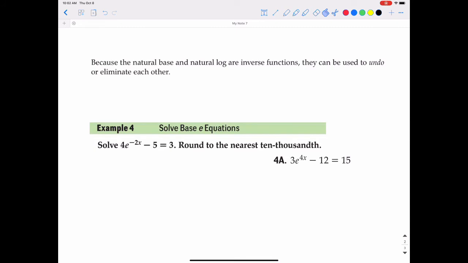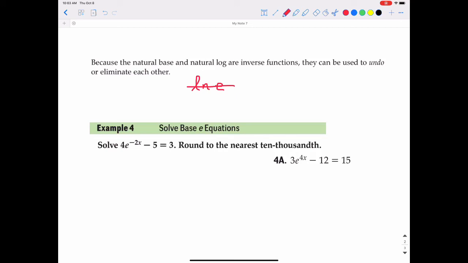When solving exponential equations, remember it's often easier to do that by changing them to logarithmic equations. Because the natural base and the natural log are inverse functions, they can be used to undo or eliminate each other. What that literally means is that if you take the natural log of the natural number, they cancel each other out.